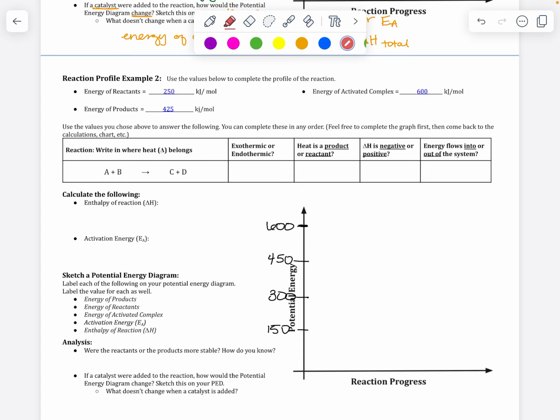All right, energy of our reactants. I'll put that on there. My energy of reactants is 250. So I'm going to just go a little below that 300. So those are my reactants. My product, 425. So I'm going to put those 425, I'll do right here. So those are my products.